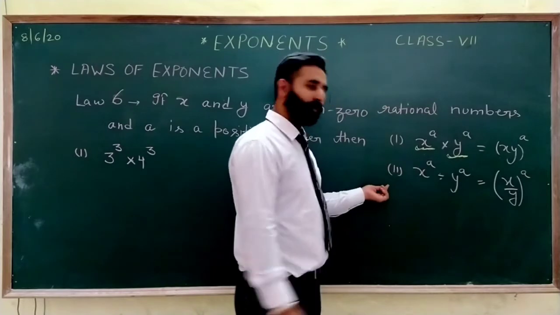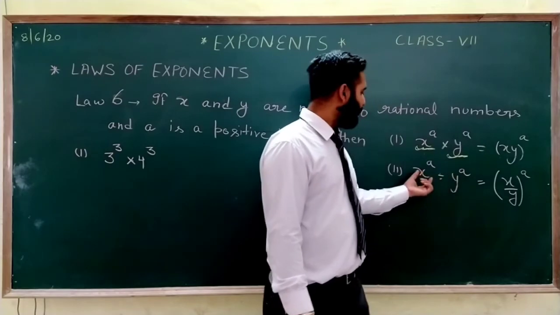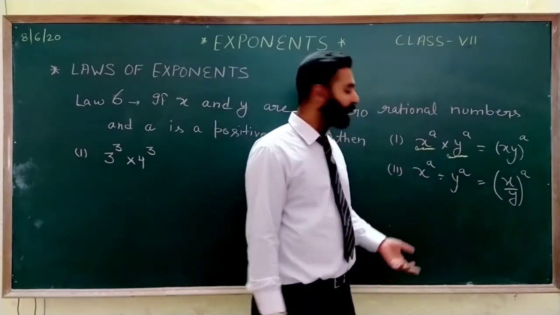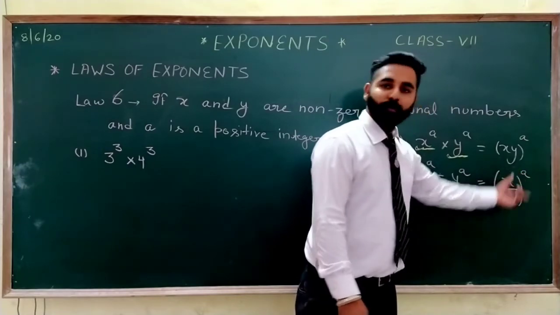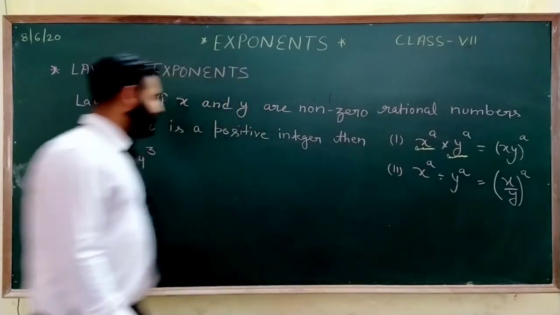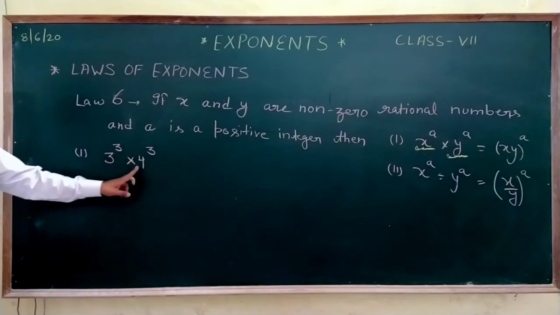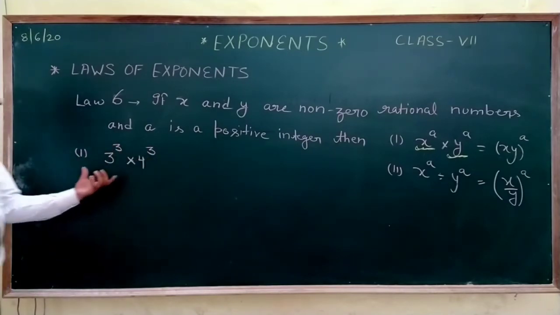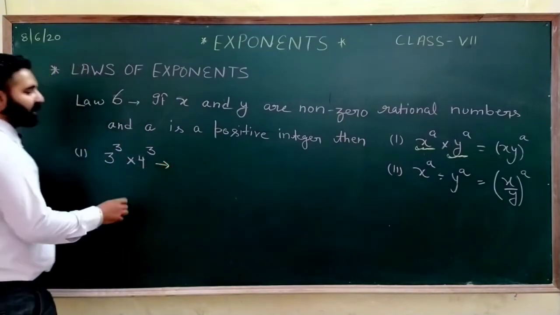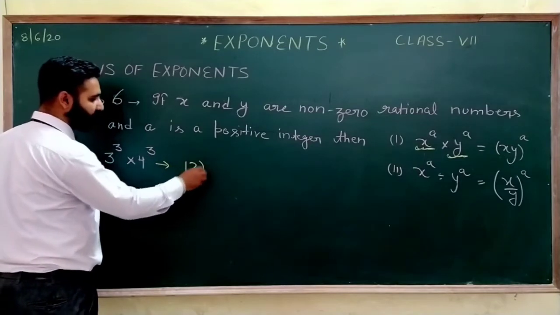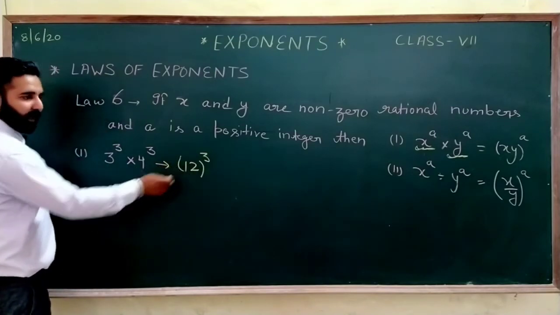And in the case of division also, x raised to power a divided by y raised to power a, means x and y bases are different here also. So here simply divide and give common power to the answer. Let us see this with the help of an example. So here I have 3 raised to power 3 multiplied by 4 raised to power 3. As you can see, the bases are different but power is same. So with the help of the identity, directly I can write it as 12 raised to power 3. 12 is the product of 3 and 4.